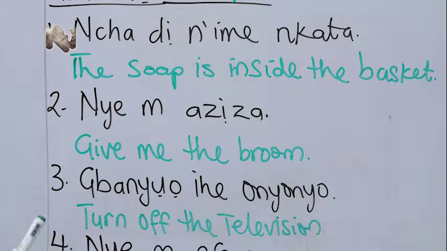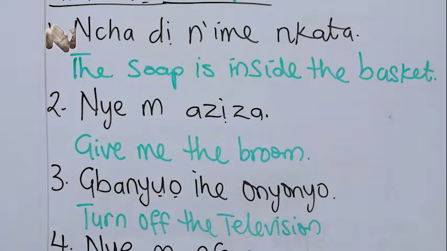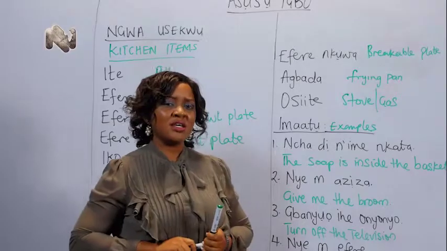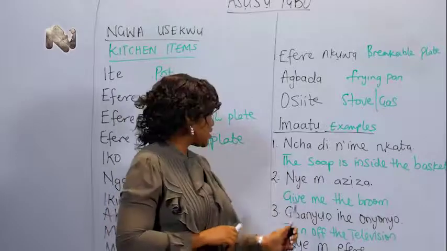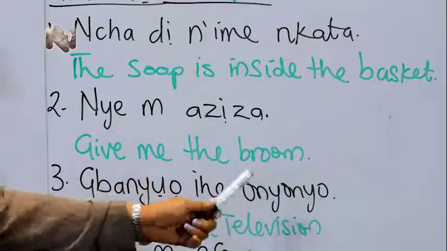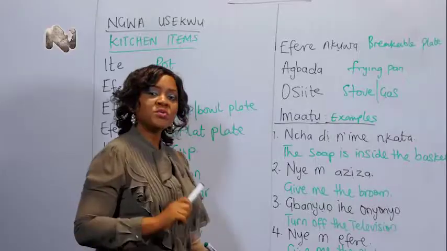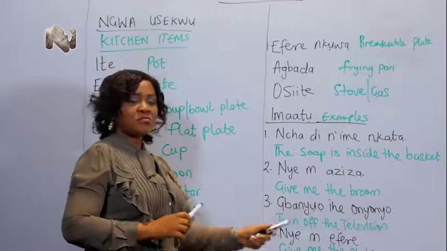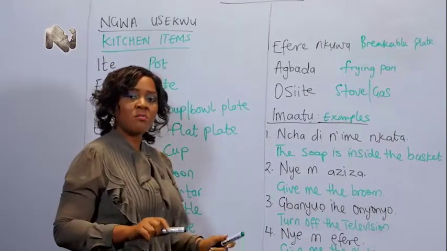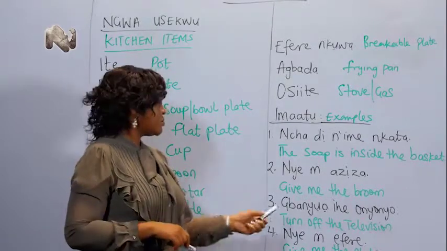I have a third example here. Banyo ihe onyonyo. Can you remember what ihe onyonyo means? Television. So banyo ihe onyonyo means turn off the television. Let's say it again. Banyo ihe onyonyo. One more time. Banyo is to turn off. Banye is to put on. Banyo is to turn off.